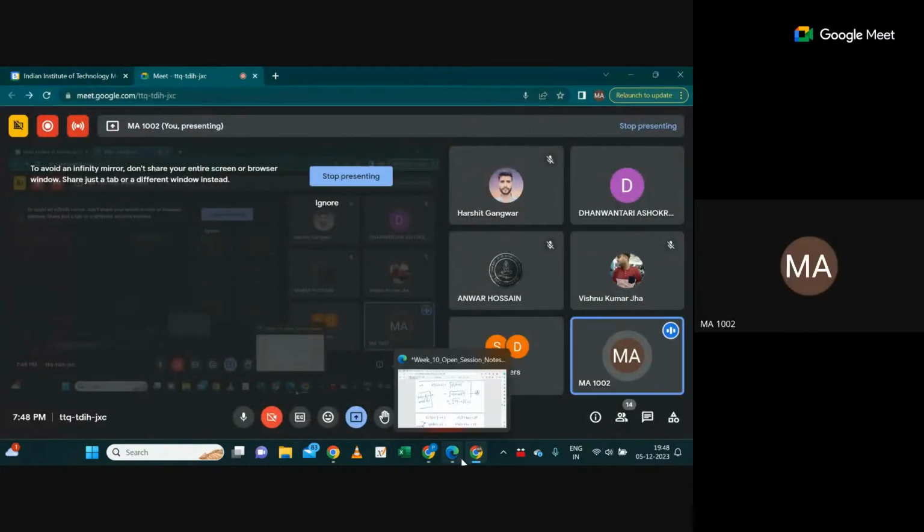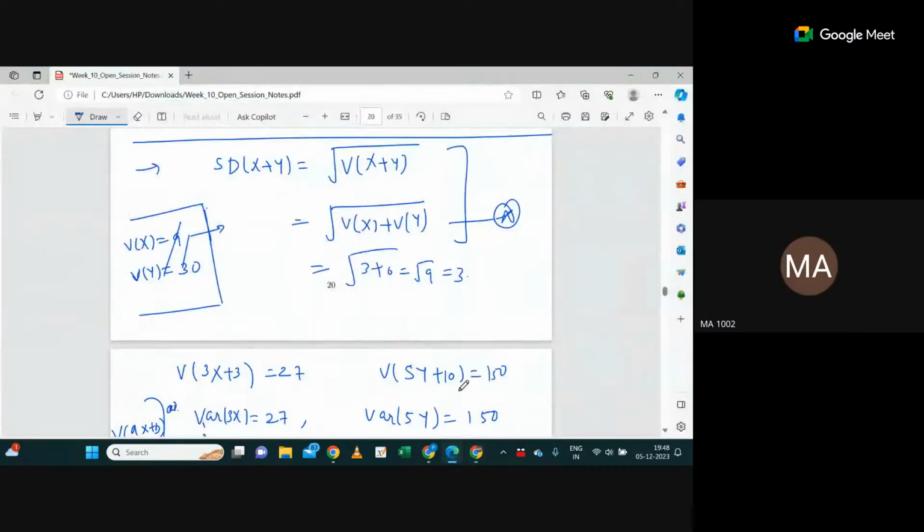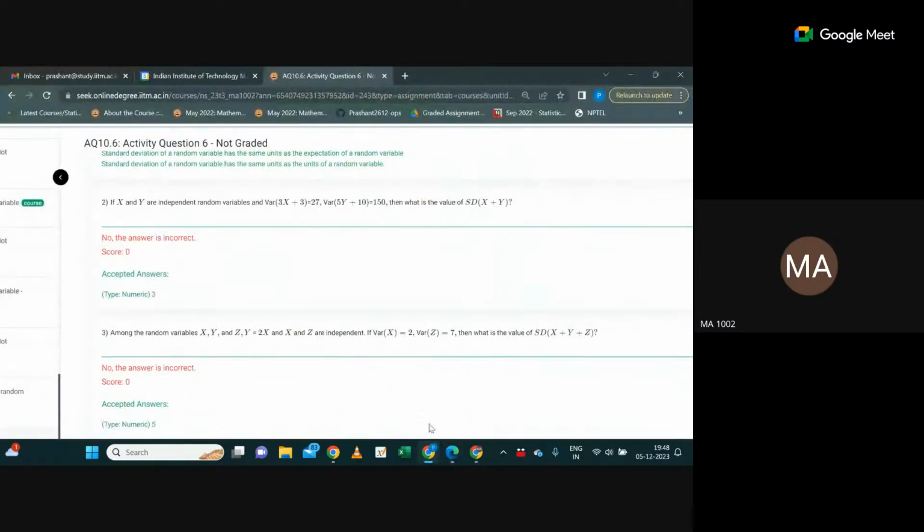What about others? Okay, let me do it. No problem. First of all, what information is given? We have three random variables, right? Out of those three, only x and z are independent, not x and y or y and z, right?